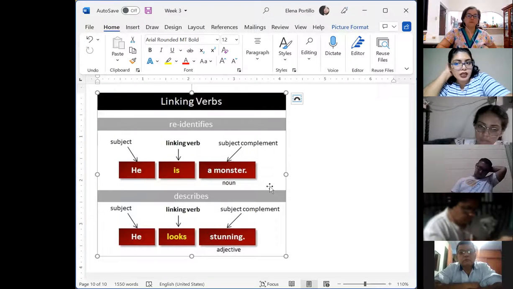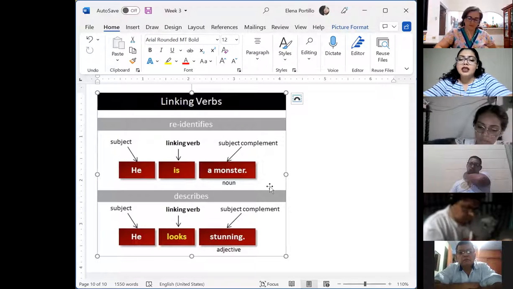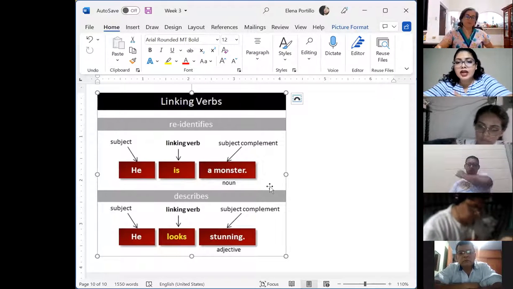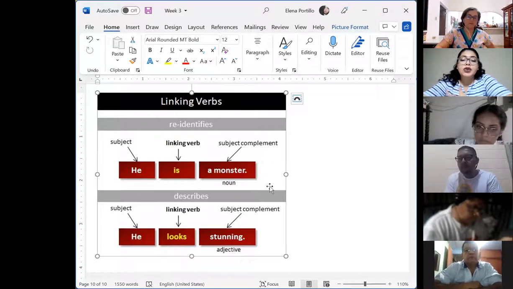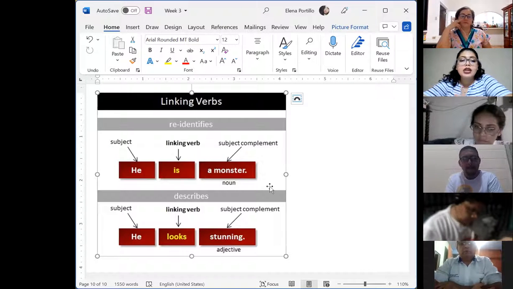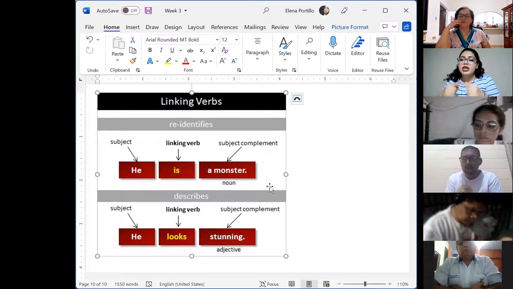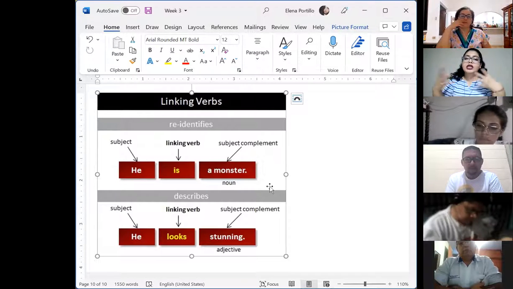Estamos diciendo que los linking verbs son verbos que nos ayudan a dos cosas: a volver a identificar y a describir. ¿Qué estamos reidentificando y qué estamos describiendo? Pues estamos haciendo esto con el sujeto. We have the subject at the first place. Y estamos reidentificando ese sujeto. En el número uno, he is a monster. Estamos diciendo que él es un monstruo y lo estamos uniendo al sujeto. And the number two, he looks stunning, que se ve increíble, maravilloso.